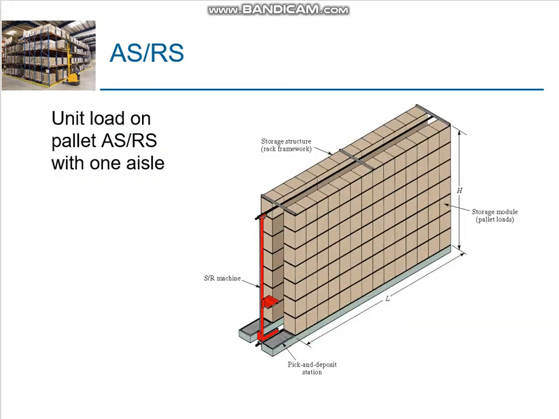Okay, these are the basics of ASRS, where it consists of storage and retrieval machines, and these machines must be able to move along the aisles between the storage. We also need a storage structure as well as the storage modules, which normally are based on pallets.